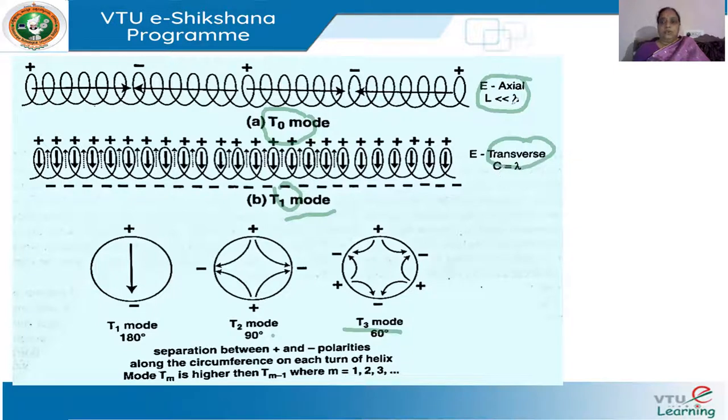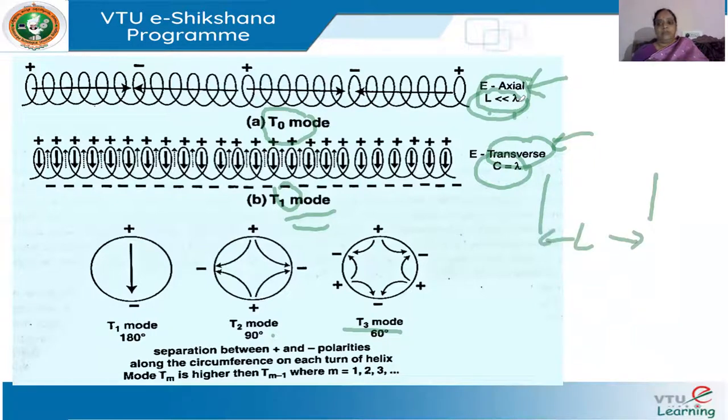We have seen in the last class, when L is smaller, we have a small dipole and a small loop. When L is lesser than lambda, you have the axial mode, parallel to the helix axis. When C is lambda, when the dimensions are comparable, then you can see that this is in the transverse direction. So in T1 mode, when the wave travels one turn of the wire, the E wave goes from plus to minus, and before the next plus or minus it will be 180 degrees.